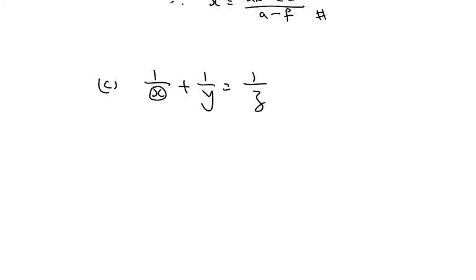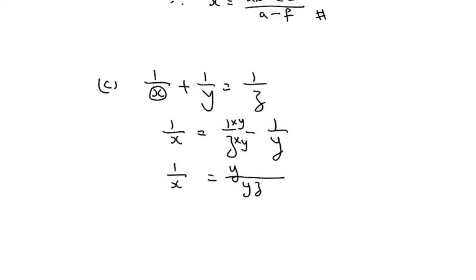Now again, I want to make X the subject, so I minus 1 over Y on both sides. Then I try to make the right hand side into one single fraction. So LCM of Z and Y, the denominator is YZ. So for the first term, to make the denominator YZ, I must times Y, so I get Y over YZ. And over the second denominator, I need to times Z, so I get Z. So you will find that the right hand side has been made into a single fraction.